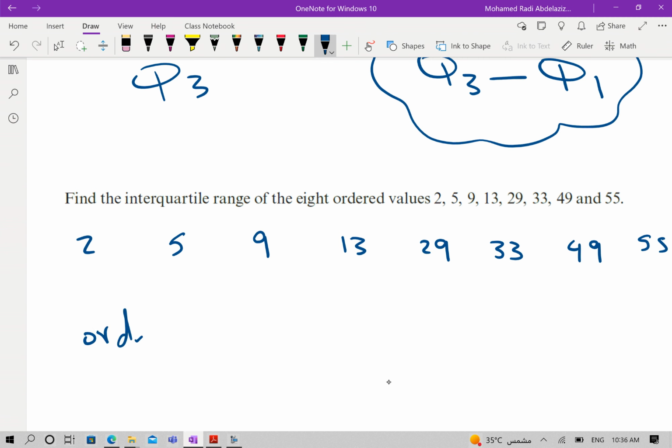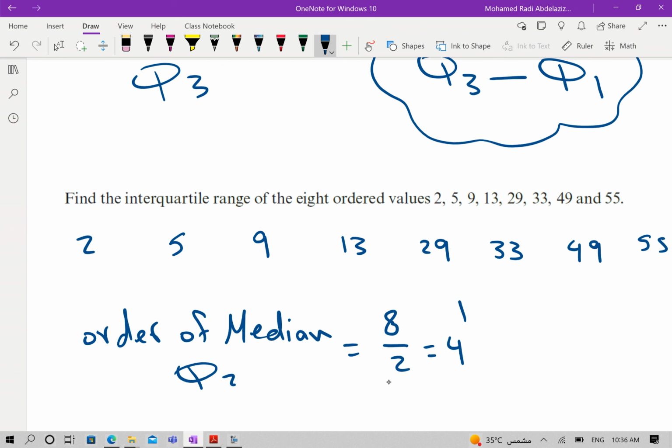You have to get the order of the median, which is the order of Q2. How many values do we have? 8 divided by 2. If we have a whole number, this means we have how many medians? 2. You have to get their average. 1, 2, 3, 4, 5, 6, 7, 8.